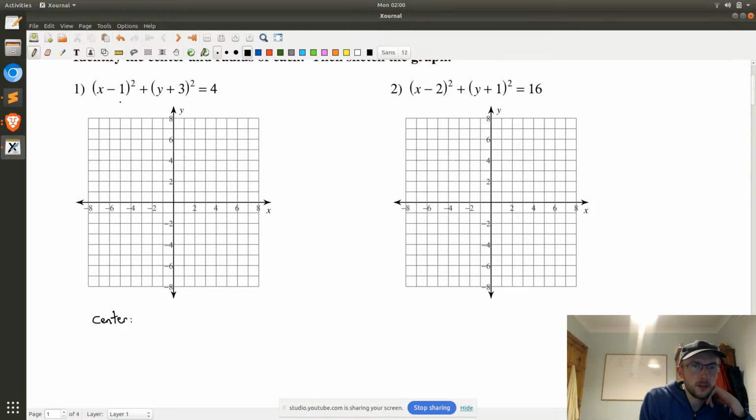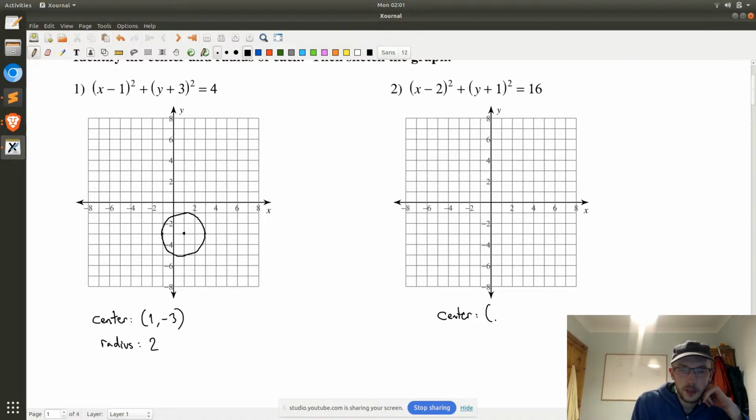The center is 1, comma, -3. The radius is 2. And so we go 1 to the right, 3 down, just like that. And it will be the circle of radius 2 with that center. Like that. Here.